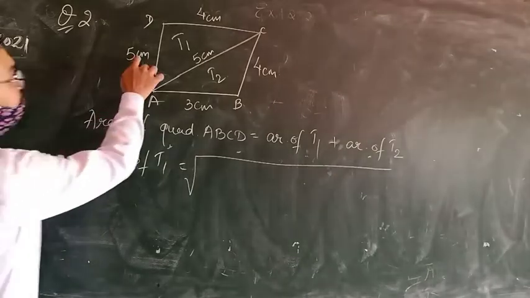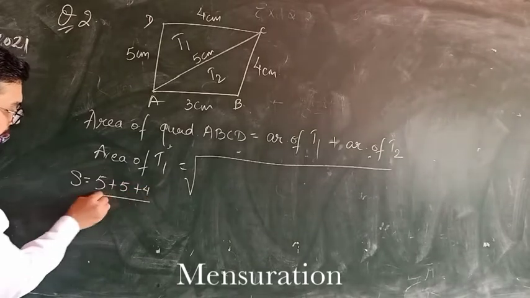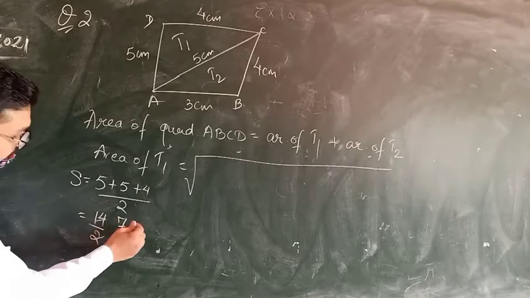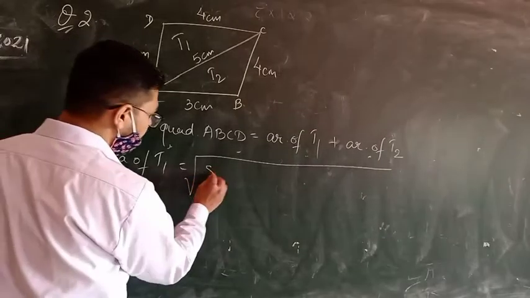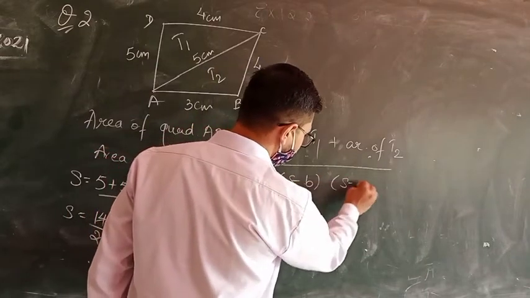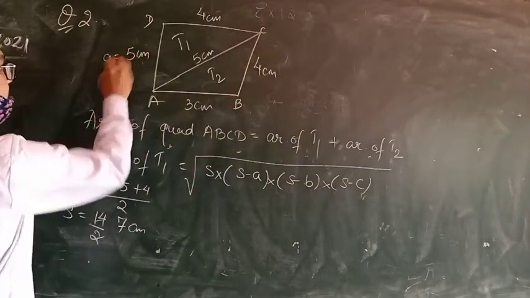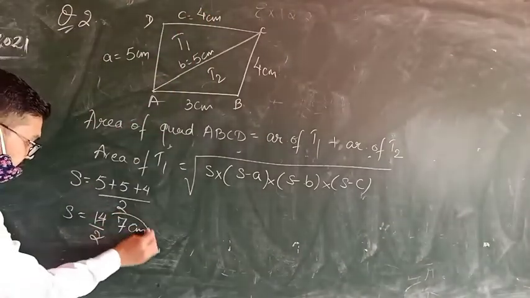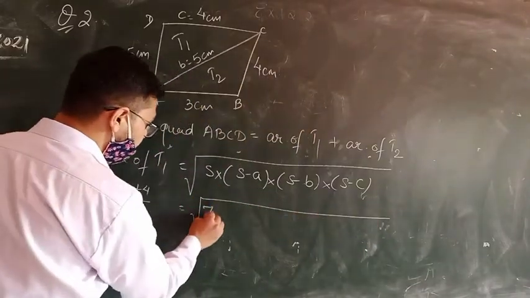What is the value of S? 5 plus 5 plus 4, divided by 2. So you can write 14 divided by 2, that is 7 centimeters. So this is the value of S. Now apply the formula S minus A, S minus B and S minus C. That is Hero's formula. Let's say this side is A, this side is B, and this side is C. And the value of S is 7 centimeters. Now, in place of S, write 7.